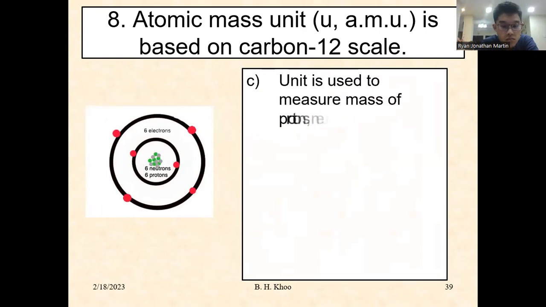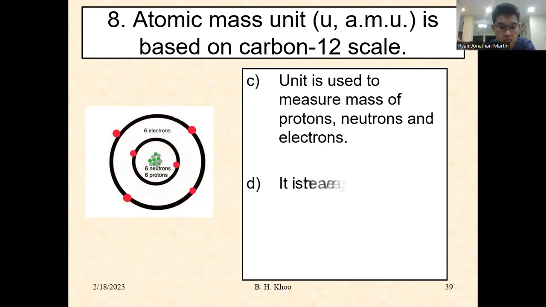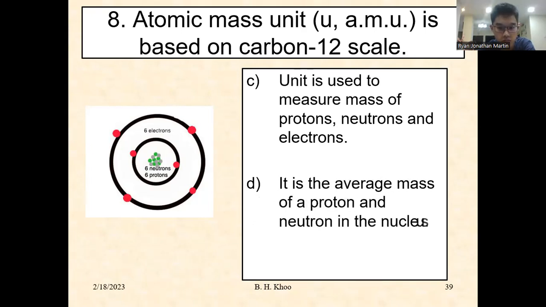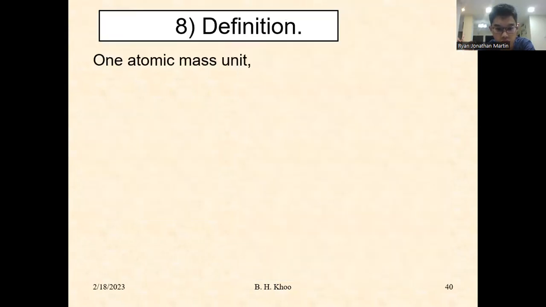The unit is used to measure the mass of protons, neutrons, and electrons because their mass is so small. So it's better to work with numbers like 1, 2, 3 or 1.4, 1.5 rather than always 10 to the power minus 14 and 10 to the power minus 15. That's the reason why we introduced another unit. It is the average mass of a proton and neutron in a nucleus. That's the meaning of atomic mass unit.